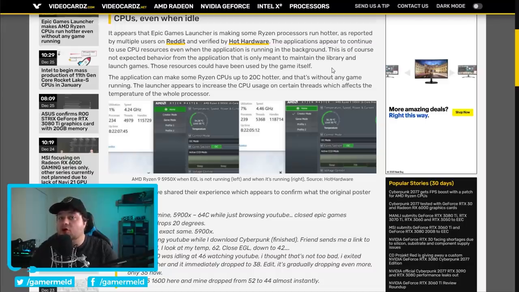With nothing but the launcher itself running and not installing a game or anything like that, this is the kind of difference you get. And they also tested it with GOG, Steam, and things like that, and this didn't happen at all. So this is definitely weird. I would look out for it if you are a Ryzen owner, and let me know what you found down in the comments below. Is this happening, or are you not having an issue with it?